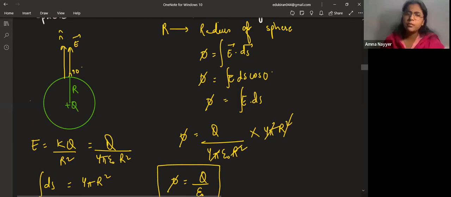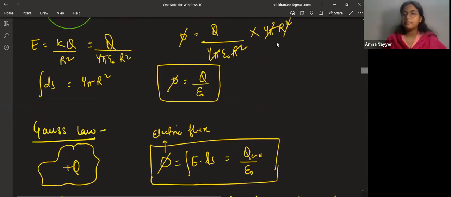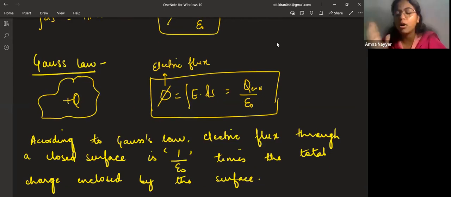It's just because electric field is kQ by R square and surface area is 4πR square. This is the statement of Gauss theorem. So I'm repeating, whatever doubts you are having, please get it clarified, because this is a very, very, very important topic, the most important topic of your electric charges and fields.